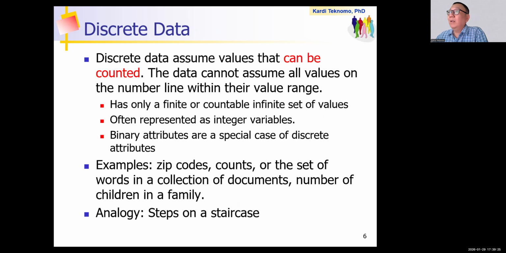Now, discrete data can be counted. These are examples: zip code, the count frequency, the set of digital counts, the number of words in a collection of documents, number of children in a family, number of cars, number of houses. Discrete data is analogous to the steps in a staircase. It is countable. So you can have integer or binary.